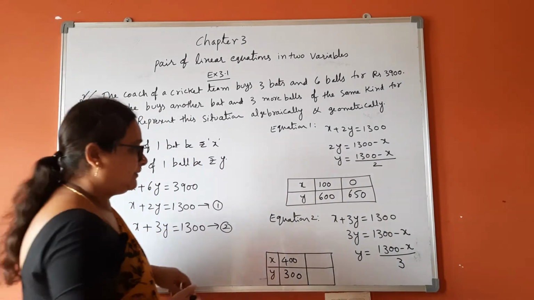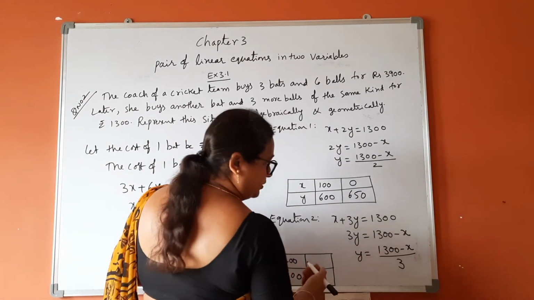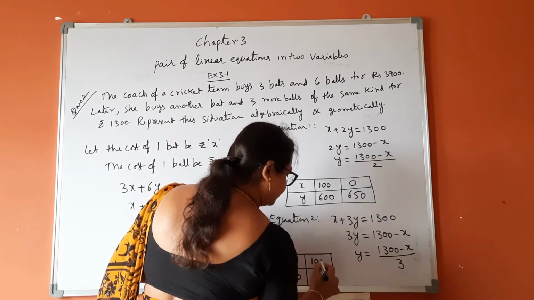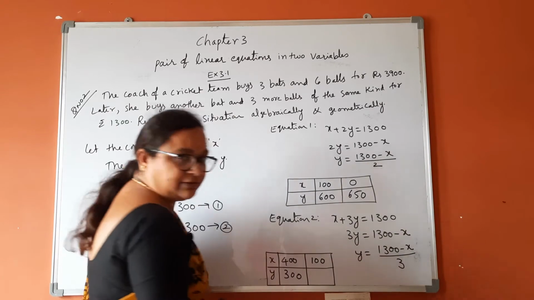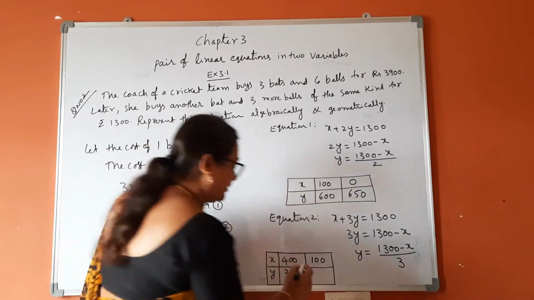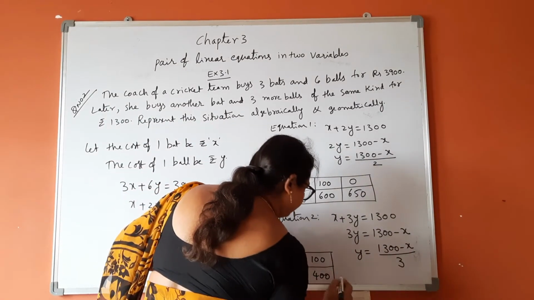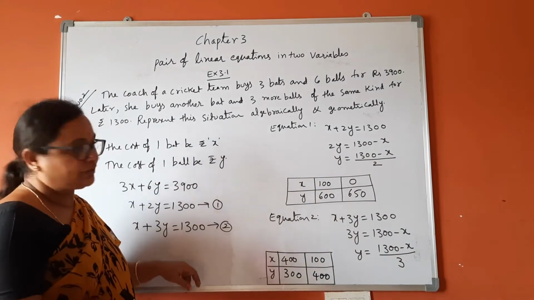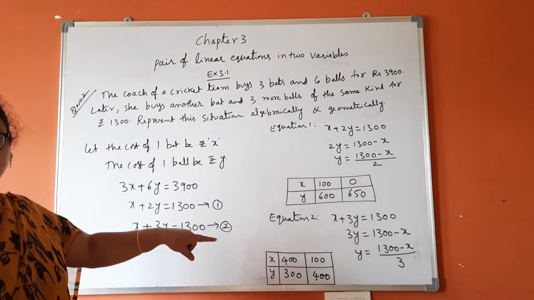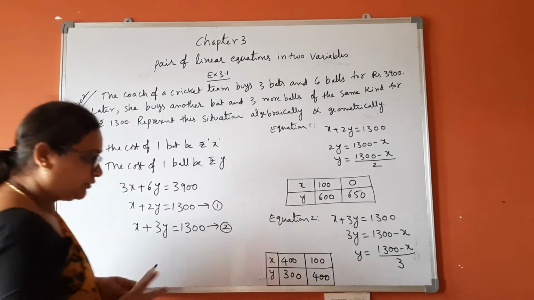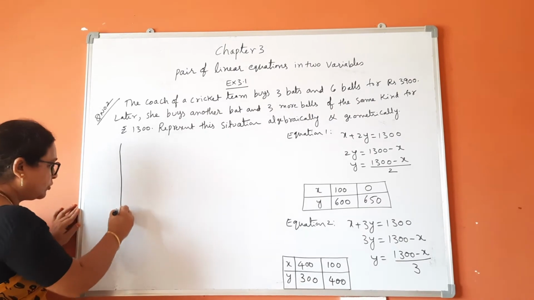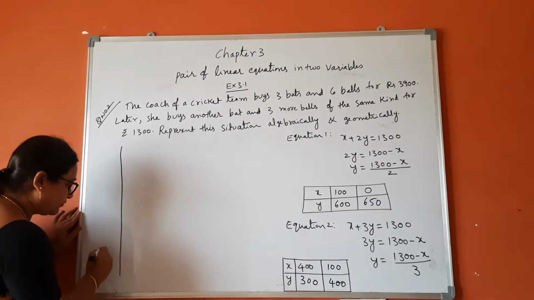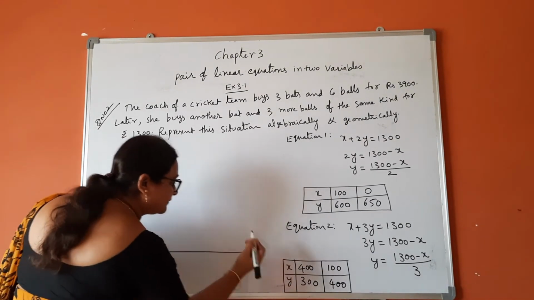Okay. Then now I am taking x as 100. If x is 100, this is 1200. 1200 by 3 is 400. Okay. Our solution set is ready. Now we have to plot on the graph sheet. Here x coordinate and y coordinate are both positive. We require only the first quadrant.